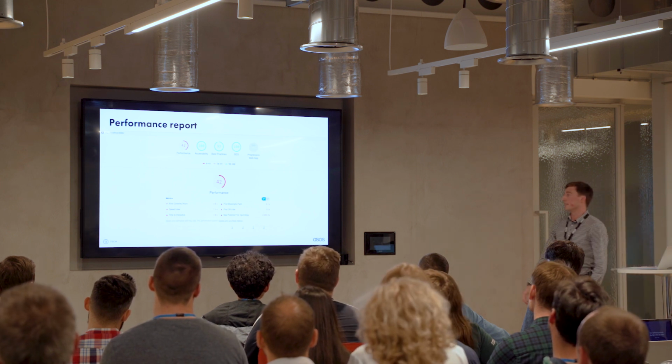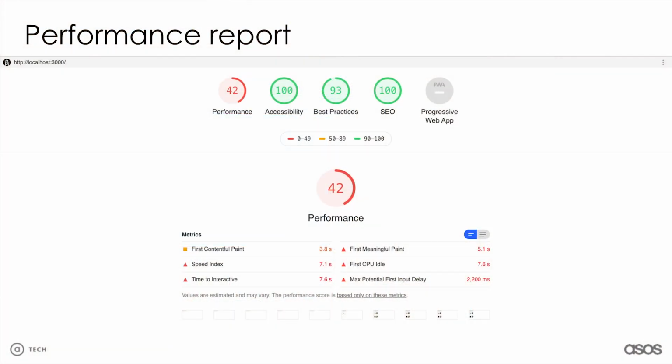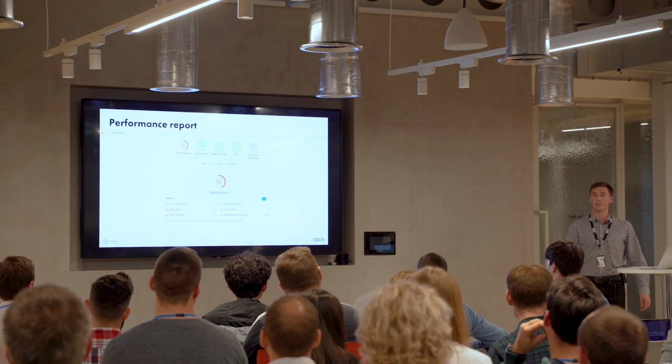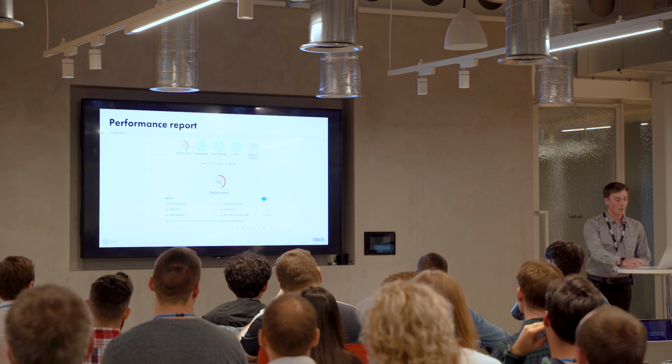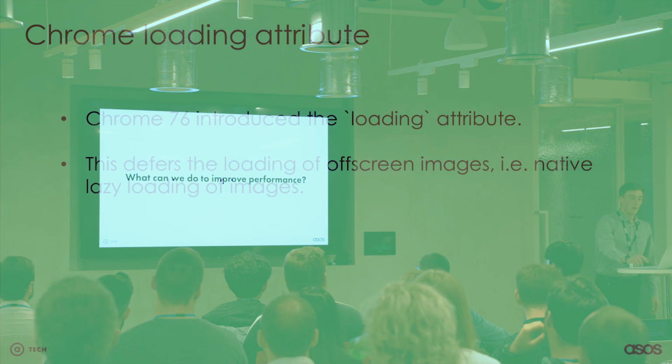What is noticeable is the first CPU idle time, 7.6 seconds. This being so high is generally a common symptom of trying to load too many images at a time on page load. So the question is, what can we do to improve this performance?